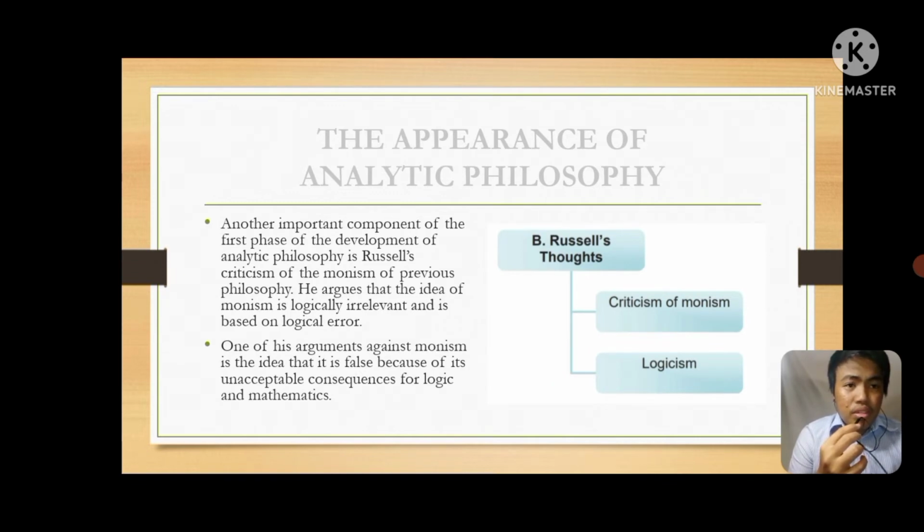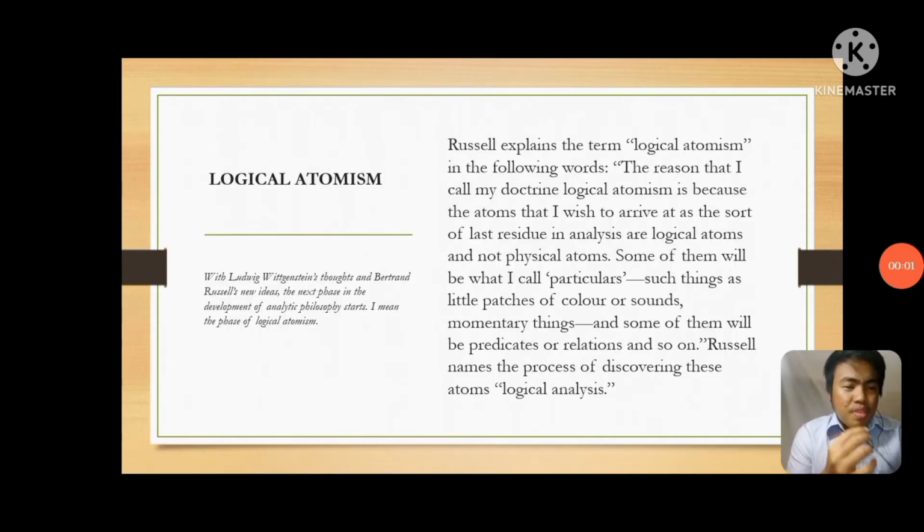Another important component of the first phase of the development of analytic philosophy is Russell's criticism of the monism of previous philosophy. So, here from Bertrand Russell's thoughts, first the criticism of monism and logicism. He argues that the idea of monism is logically irrelevant and is based on logical error. One of his arguments against monism is the idea that it is false because of its unacceptable consequences for logic and mathematics.